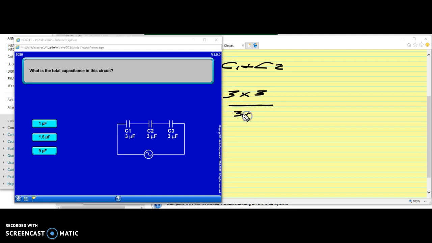3 plus 3. So that equals 9 over 6, which equals 1.5. Well, I was wanting to write italics. I'm doing a very good job of that. So anyway, C1 and C2's equivalent is 1.5. 3 times 3 over 3 plus 3. So I've done these two.